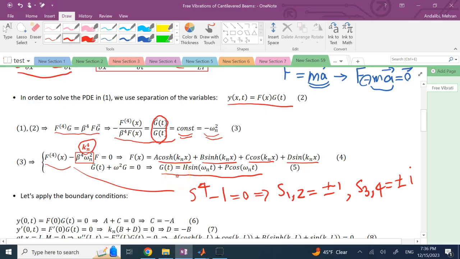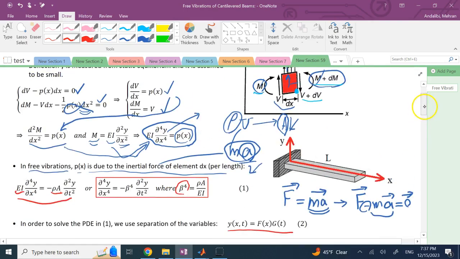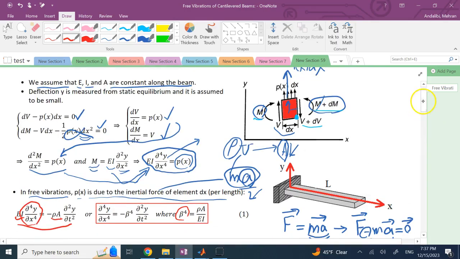Okay, so this is the solution for x, this is the solution for time, and there are 6 coefficients to be found. So how do we find them? Well, this is a fourth order in terms of x, so we need 4 boundary conditions. What are they? Well, it's a cantilevered beam, so at this end here that is fixed to the wall, y has to be 0 as well as y prime, the slope. At the fixed end, the deflection and the slope both have to be 0.